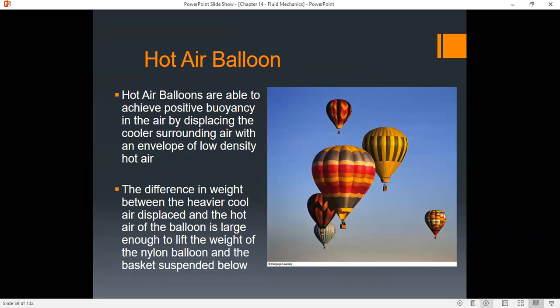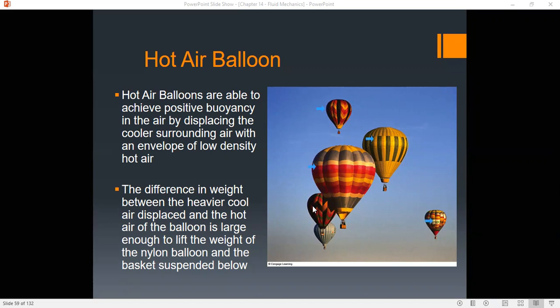Hot air balloons, again, gases, liquids, even a plasma is considered to be a fluid. So we can apply Archimedes' principle to hot air balloons. Now, how does a hot air balloon, which of course contains air, actually float? Well, the principle, again, isn't all that complicated when we think about it. When you heat air, it tends to expand. So basically, you've got this big envelope of hot air in this nylon envelope.